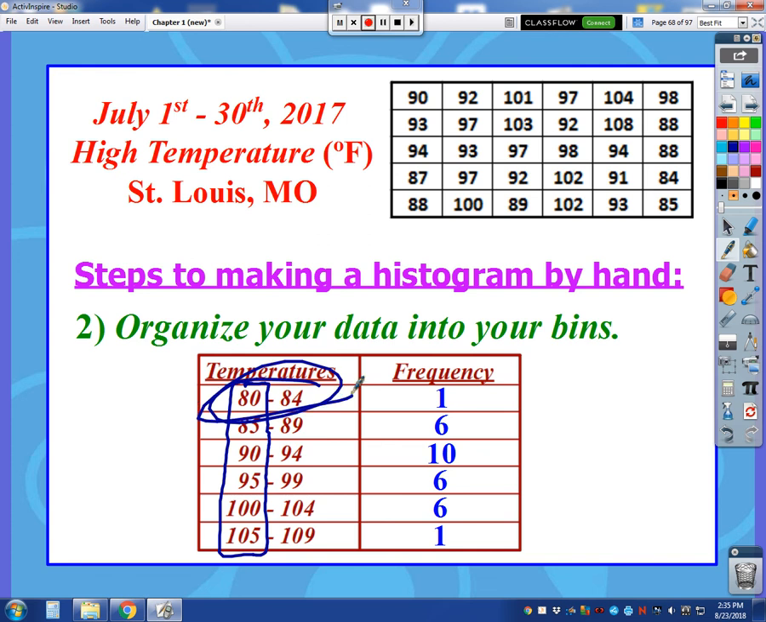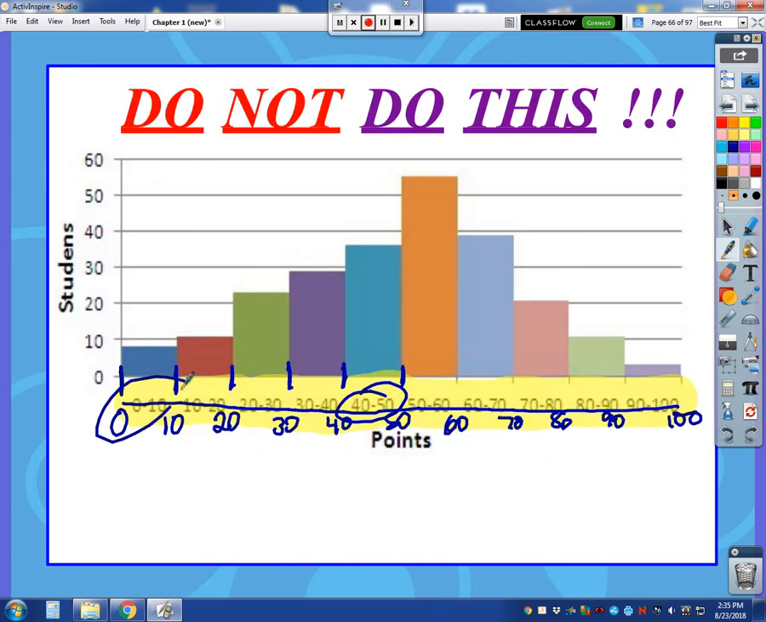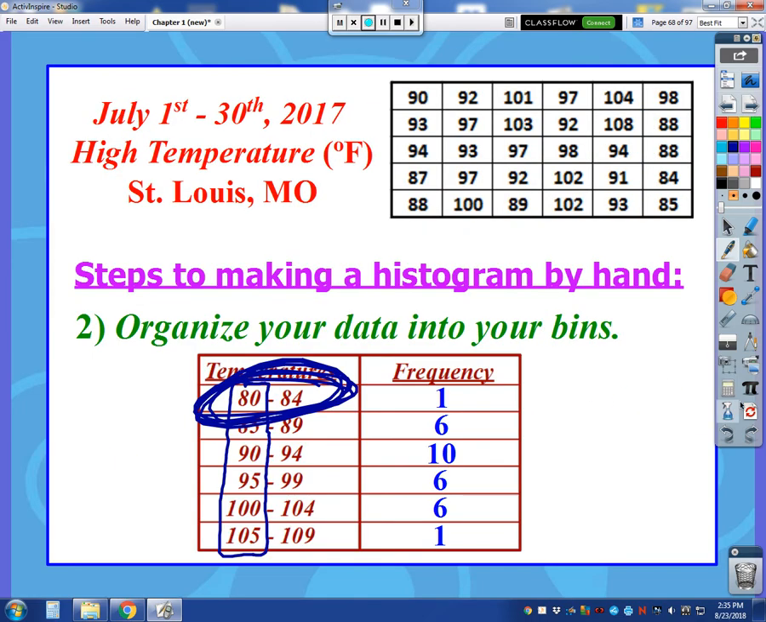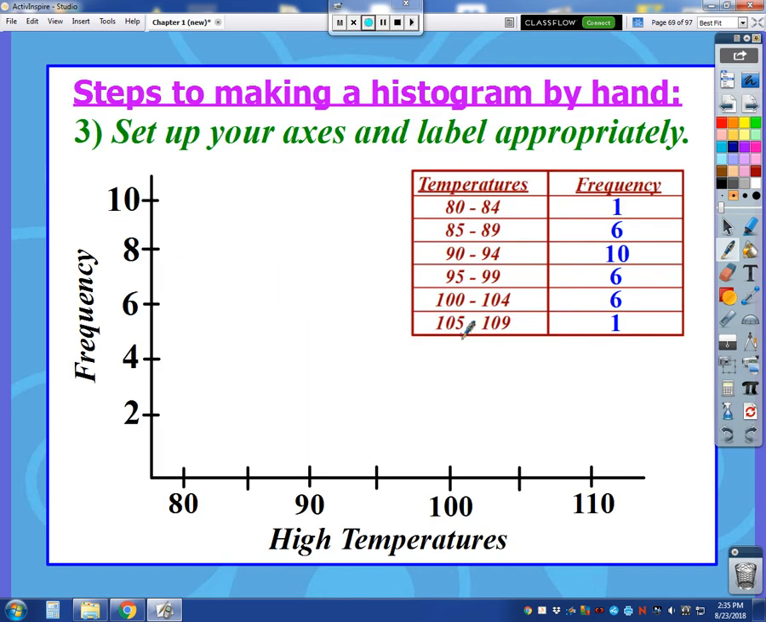And remember, I'm not going to be putting this number like I just showed you earlier here. I don't want to do that type of thing. But this is just for me to organize my data. So I go through all my data and I count up the frequencies of numbers that are falling within each of these ranges, and I get all of these. Okay? So now my next step is I would need to make some axes.